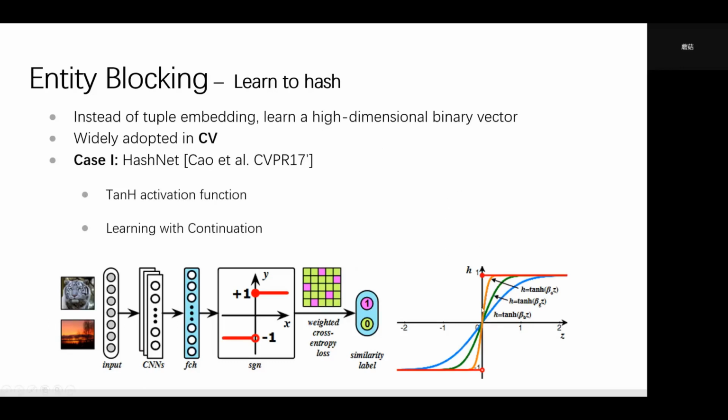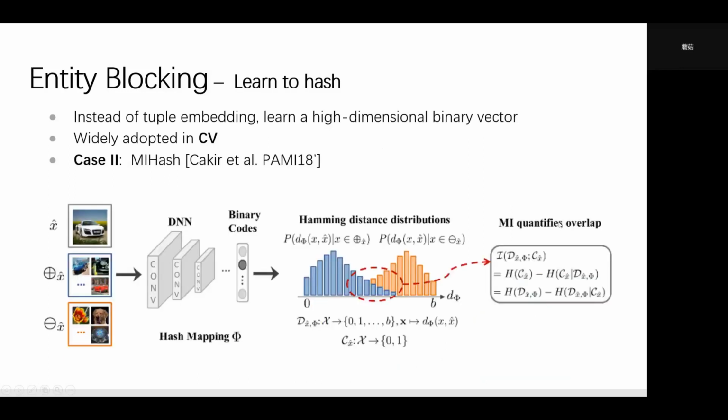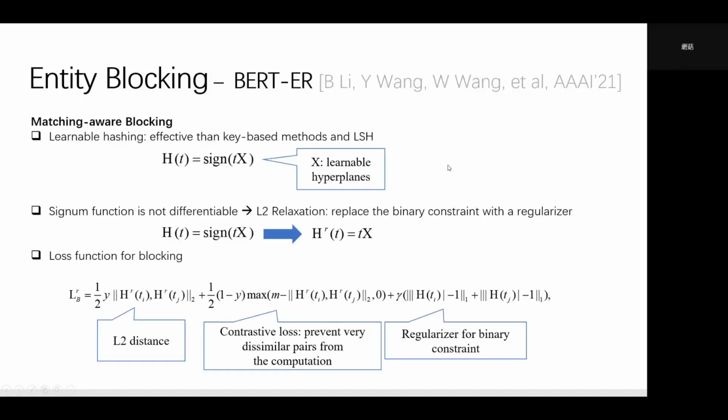To make sure each tuple is transferred to binary code, the loss function has three terms. The first is the L2 distance: if a tuple pair is matched, their L2 distance should be very small. The second term is contrastive loss, which prevents very dissimilar pairs from being combined. The third term is a regularization for binary constraints.